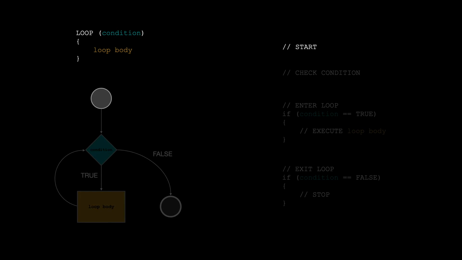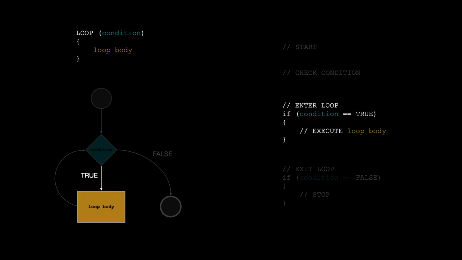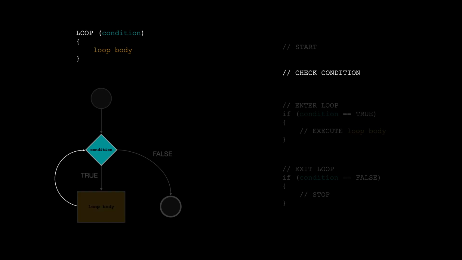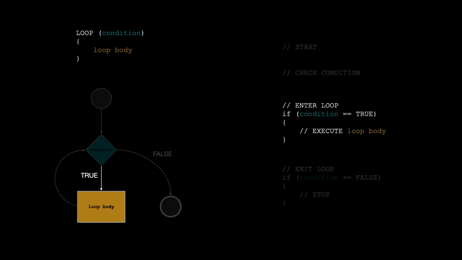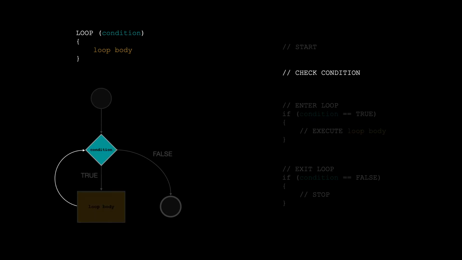First, we test the condition to check whether or not we enter the loop. If the condition is satisfied, the loop is entered, and everything within the loop body is executed. We then return to testing the condition, and decide whether or not to enter the loop again. This cycle repeats until a condition is broken, upon which we exit the loop, stopping the process.